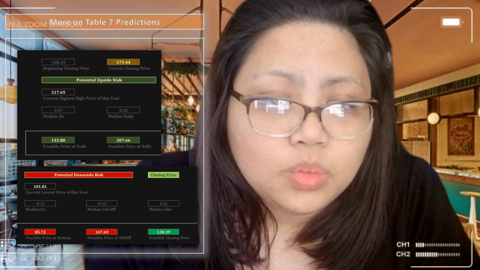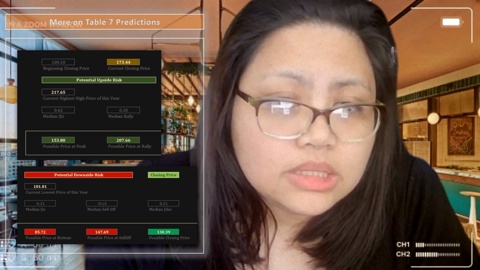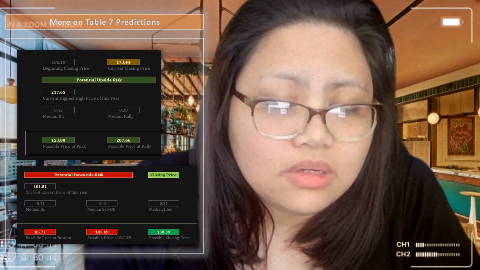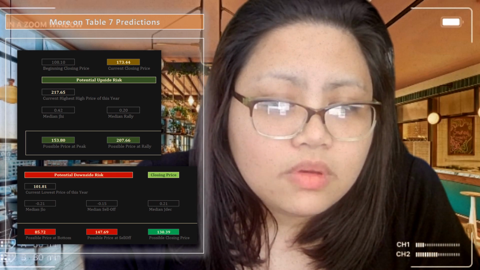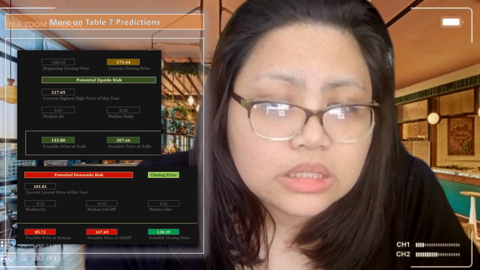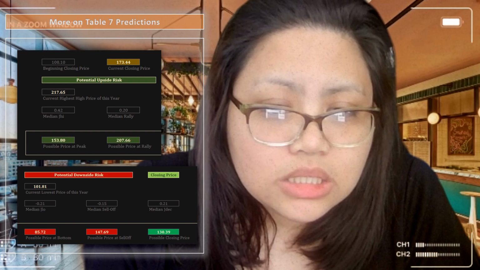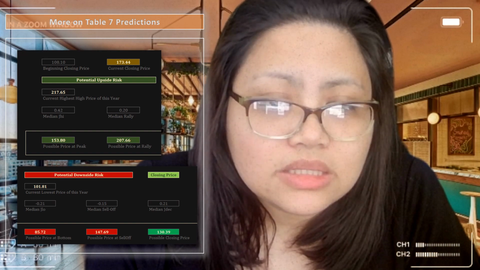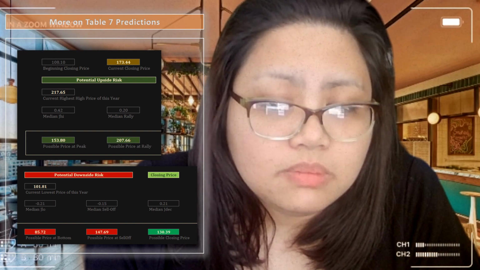And then if it were to sell off, we are using the most recent closing price, which is 173.44, and the median sell off was -15%. Once again, that's from table 6. So the possible price at sell off, right now it's 173, it could possibly go down to 147.69.